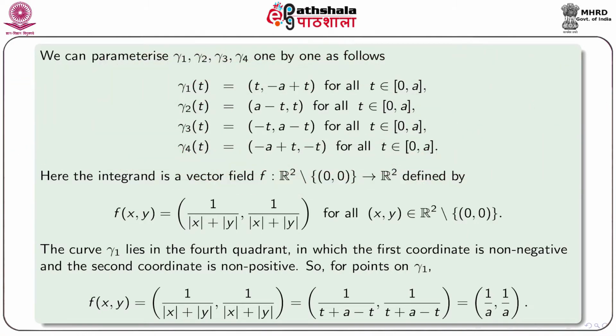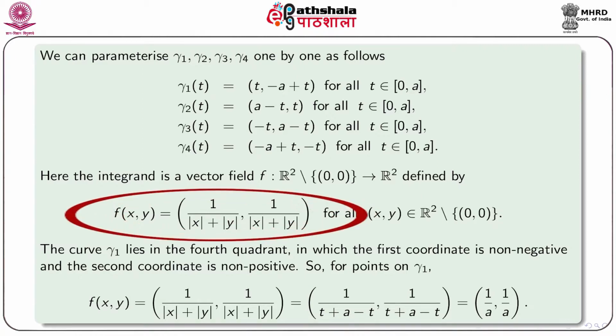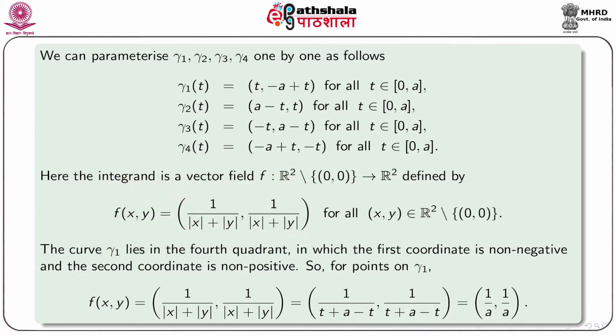Here the integrand is a vector field defined over the punctured R2 as f(x, y) equal to (1 upon |x| + |y|, 1 upon |x| + |y|) for every possible (x, y). Now, the curve γ1 lies in the 4th quadrant. So, for this the first coordinate is non-negative and the second coordinate is non-positive. Keeping that in mind, we find that for points on γ1, f(x, y) is nothing but the ordered pair (1 upon a, 1 upon a).